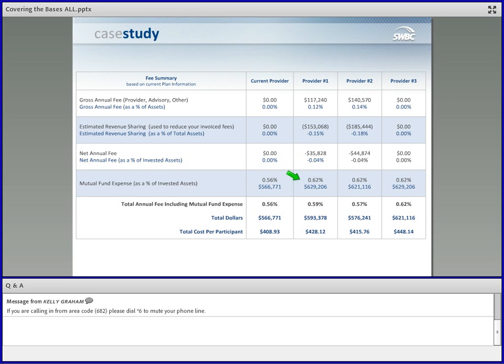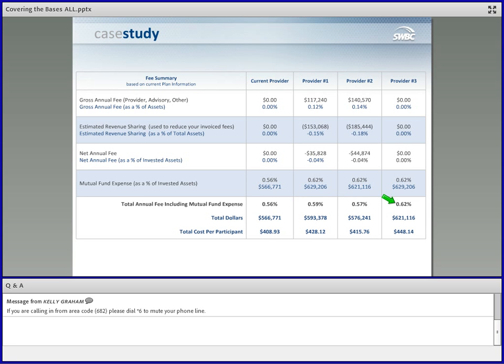And when you add it all together, you come down here and you get a total annual fee, including mutual fund expense. It's a different way of illustrating the fees. And you come down to the bottom and you can see how the fees compare. 0.56 for the current provider, 0.59 for provider 1, 0.57 for 2, and 0.62 for provider 3.